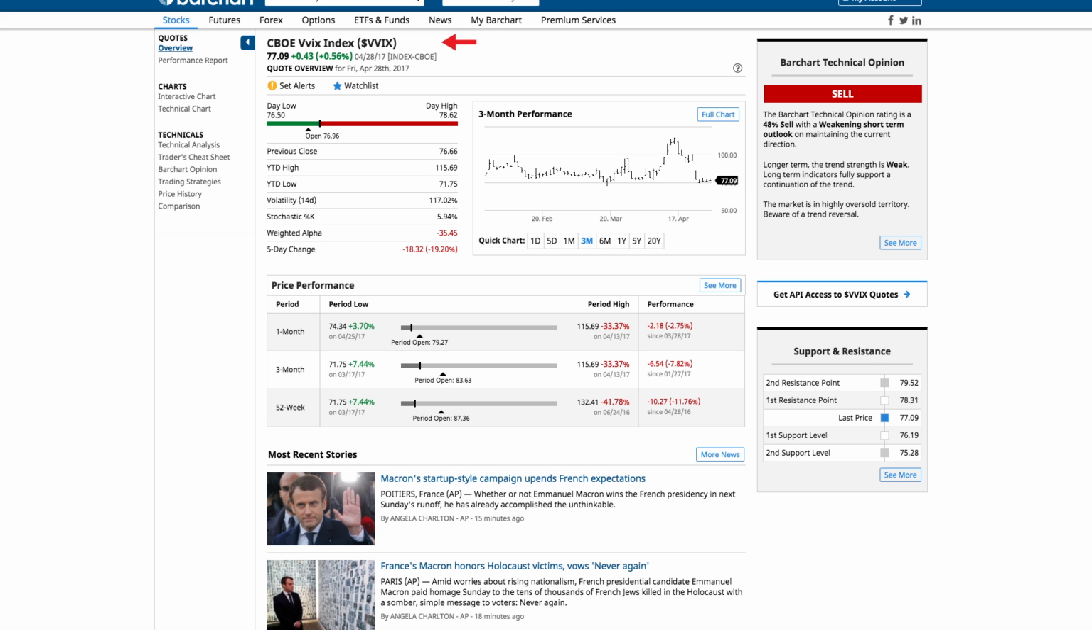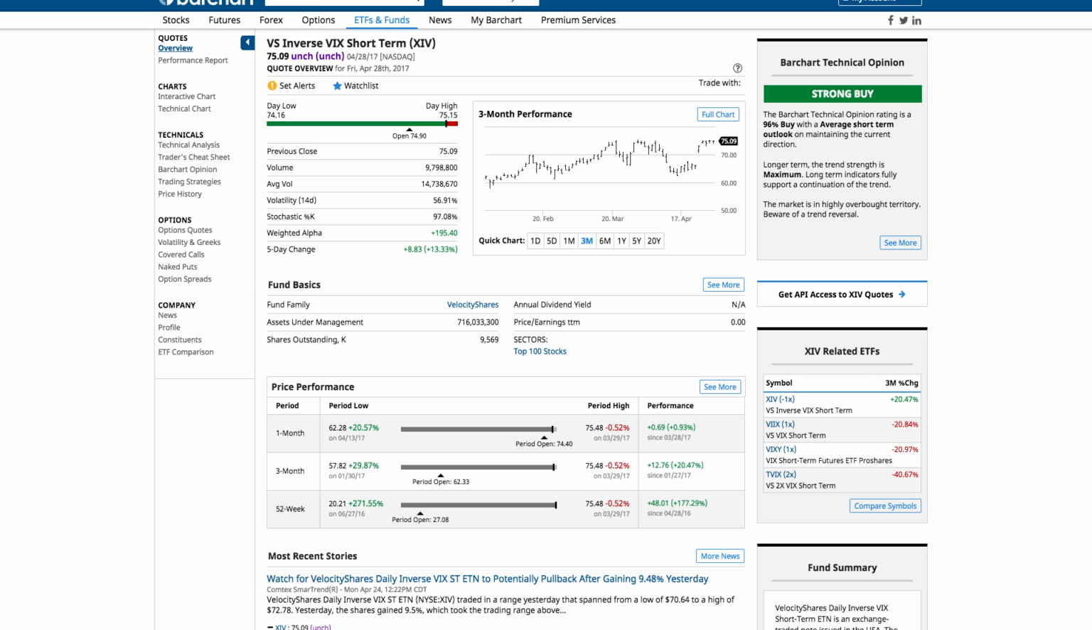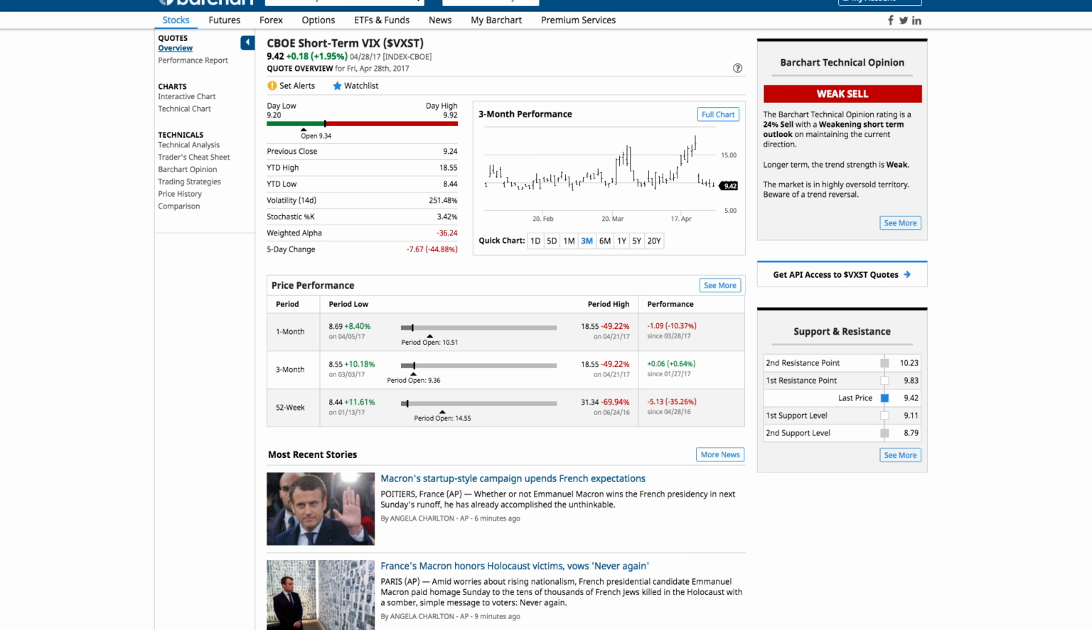There's also a XIV, which is the inverted VIX. And so what the inverted VIX does is it goes up when the VIX goes down. And when the VIX goes up, the inverted VIX goes down. So there's just a lot of tools measuring volatility, which I'm going to explain why is really good. There's also the short VIX, which is VXST. And instead of 30 days like the normal VIX, it is only for 1 week.